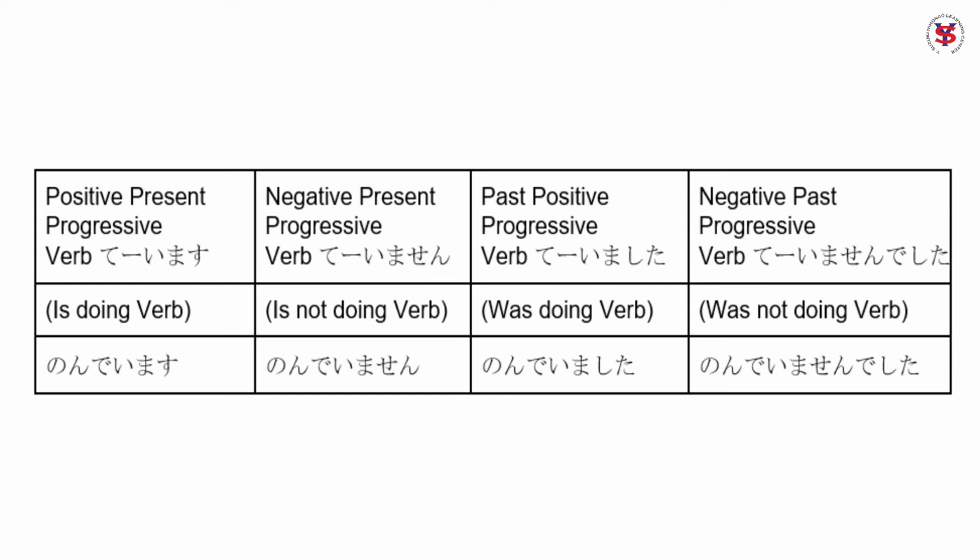So, gayahin nyo itong table sa notes ninyo at magsulat kayo ng 9 more common verbs in Japanese and conjugate them just like this para may guide kayo pagpunta ninyo sa Japan. Alright, one more example na pwede nyong idagdag sa table.